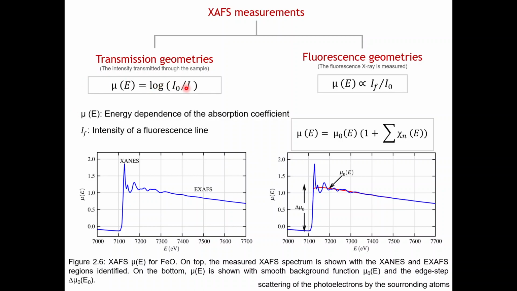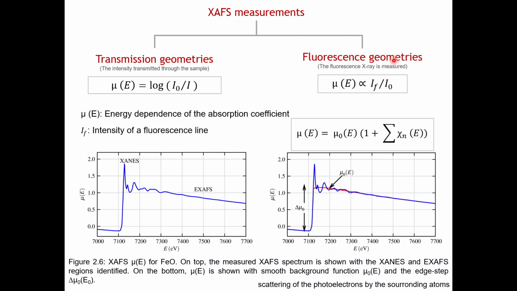In the case of transmission geometry, mu E equals log I0 by I. This mu E represents the energy dependence of the absorption coefficient, and this is our point of interest in XAS, where IF is the intensity of the fluorescence line.